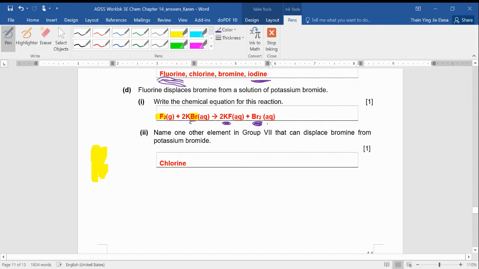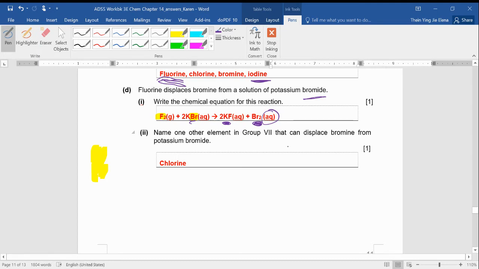Okay, so this one shows you how it's reacting. In this case, the bromine is in the solution. Okay, that's why we write aqueous here.